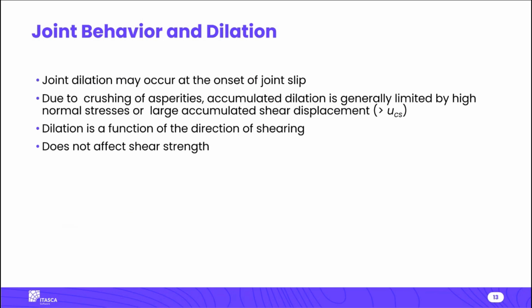There's also a parameter for dilation. So you can imagine in real life, if you see a joint sliding, it can potentially ride up on top of the asperities or whatever mechanics are actually occurring there. But it's very common to see these joints open as they are sliding. And so we can give a dilation angle to account for that opening.